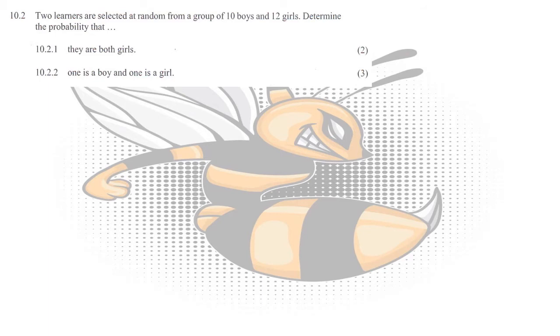Now, for your questions from the June 2022 exam paper, I'm going to start off with question 10.2, because in this case they are playing around a little bit more with the values. They tell you two learners are selected at random from a group of 10 boys and 12 girls. That means there are 22 people in total.